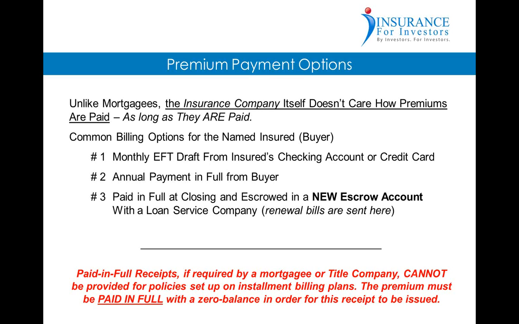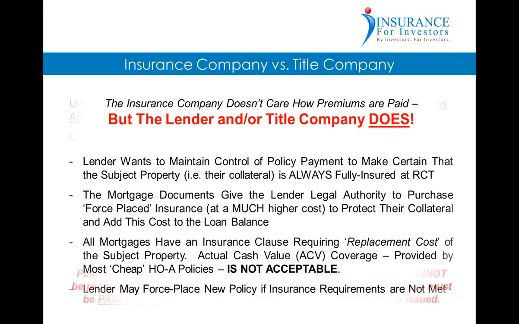So even though it may be easier for the buyer to pay monthly because it lessens their money out of pocket and eases cash flow, that doesn't mean that's the right way to do it for the transaction. If they've got money to put down on the home, they should theoretically have money to pay for the first year's insurance as well. Now again, the insurance company versus title company. The insurance company doesn't care how premiums are paid, the lender does.